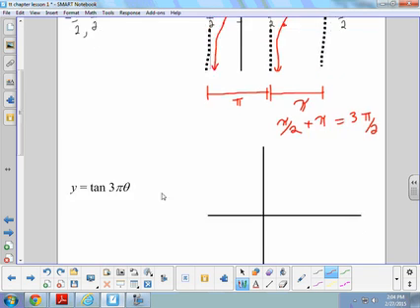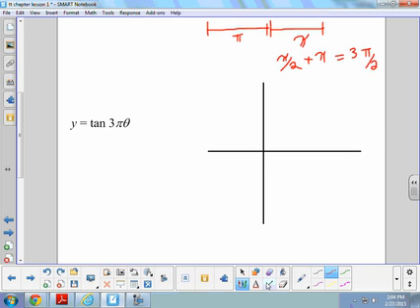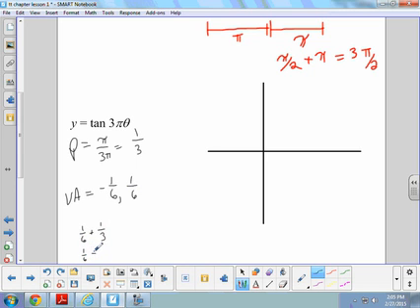Let's do another one. All right, we got 3 pi theta. So let's go ahead and figure out our period, which would be pi over your b. So in this case, we're just going to get 1/3. My vertical asymptotes are going to be negative 1/6, positive 1/6, and to get that third one, it's just going to be 1/6 plus 1/3. My right vertical asymptote plus my period, get a common denominator. And I get 1/2.